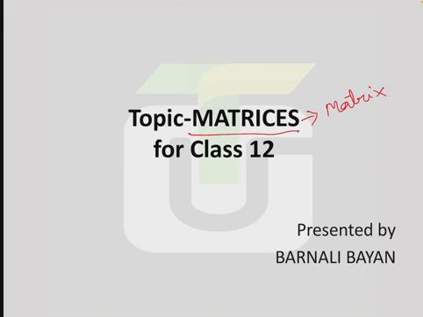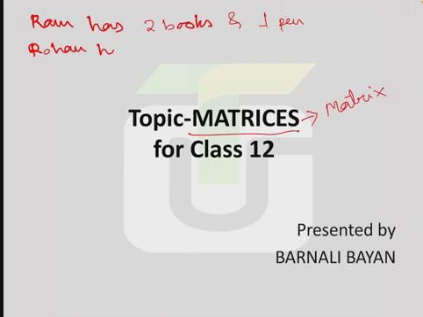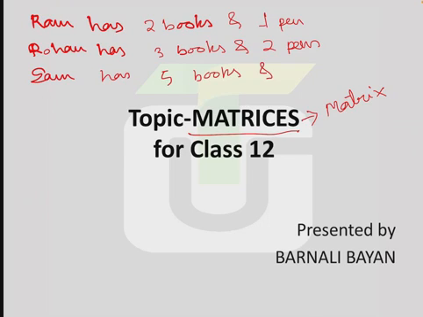See, if we have some information that Ram has 2 books and 1 pen, and one more piece of information that Rohan has 3 books and 2 pens, and one more that Sam has 5 books and 3 pens, this information we can express in tabular form.